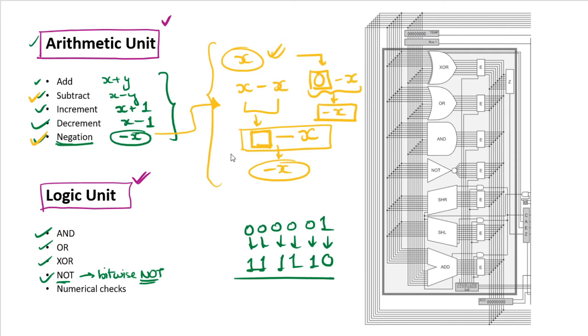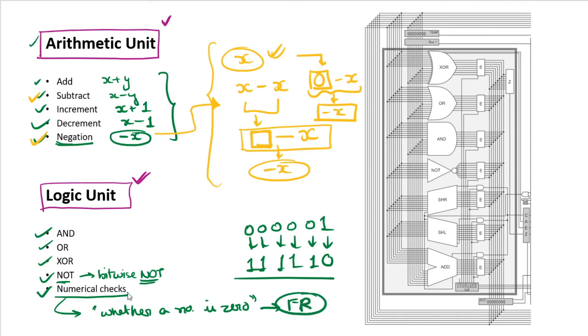So let's proceed with our discussion. One thing remaining here is numerical checks. The numerical check is nothing but a check such as whether a number is 0 or not. These types of checks are called numerical checks. We usually fill the flags in the flag register using these numerical checks only, and they look something like this.